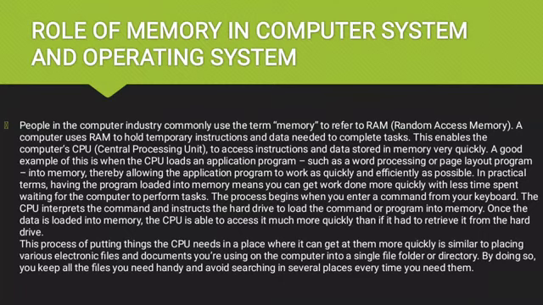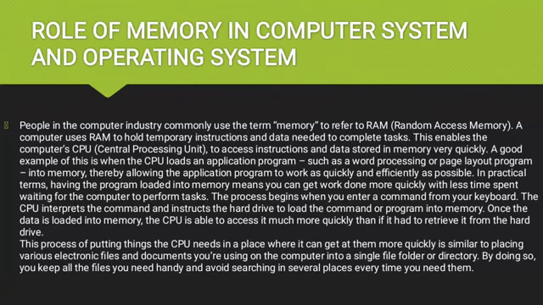A good example of this is when the CPU loads an application program such as a word processing or page layout program into memory, thereby allowing the application program to work as quickly and efficiently as possible. In practical terms, having the program loaded into memory means you can get work done more quickly with less time spent waiting for the computer to perform tasks. The process begins when you enter a command from your keyboard. The CPU interprets the command and instructs the hard drive to load the command or program into the memory. Once the data is loaded into memory, the CPU is able to access it much more quickly than if it had to retrieve it from the hard drive.